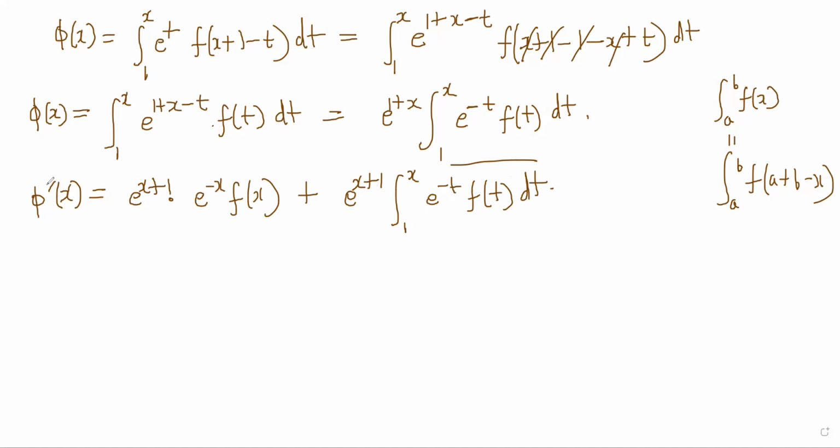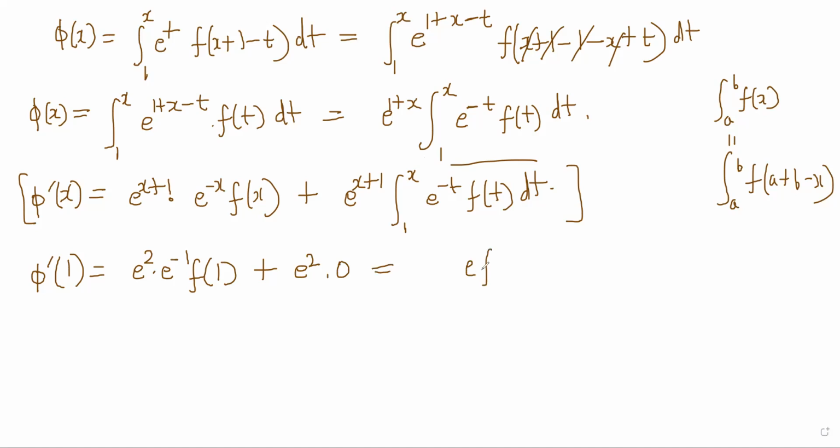So this is me differentiating φ(x), and φ'(1), let's see, φ'(1) will become e² e^(−1) f(1) plus e² times the integral from 1 to 1, which is 0. So you get e into f(1) as φ'(1). So f(1) is actually 2 into 1 cubed, which is 2. So φ'(1) has come out to be 2e. That is what we wanted to find actually. So this is done.